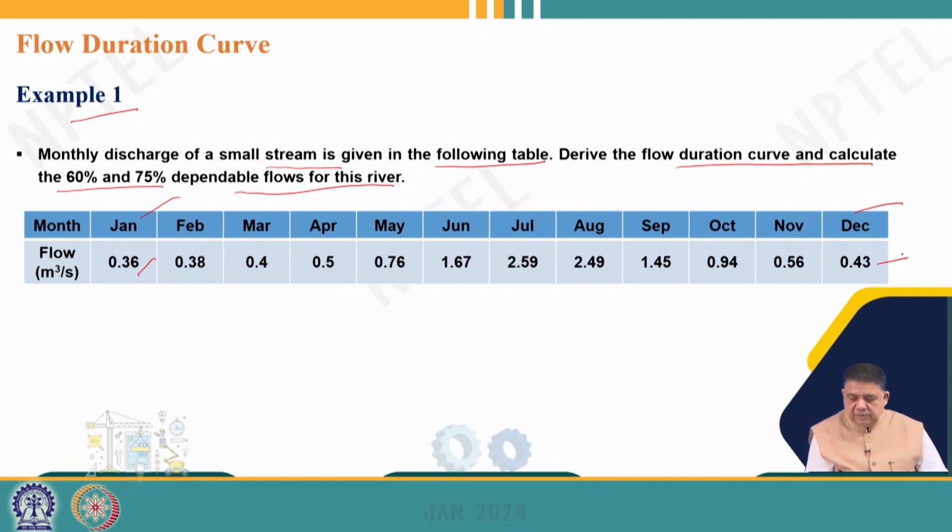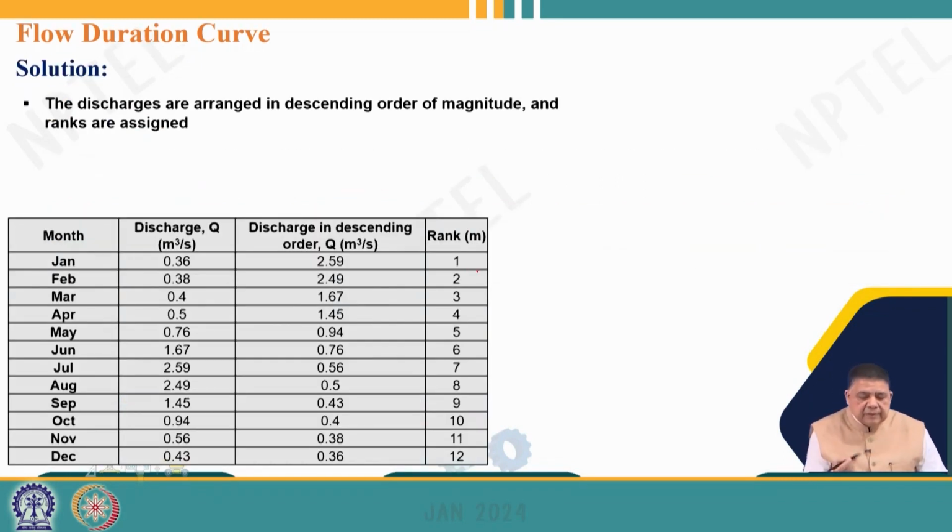Of course, the max will be somewhere here in July, August. So, here you can see in July the highest flow is there. So, obviously, as we have already discussed, in order to draw the flow duration curve, we first need the probability of exceedance for different flow magnitudes. So, we arrange the data in descending order of magnitude, as you can see here.